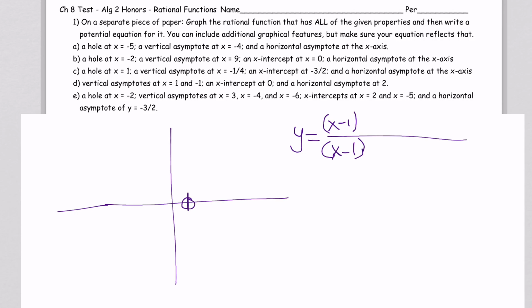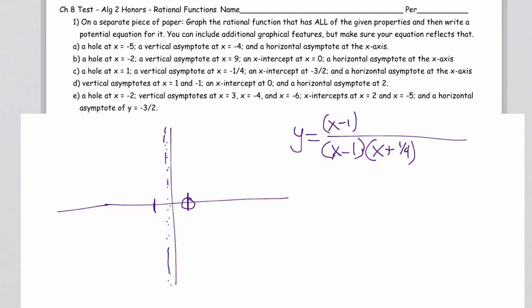Next thing we're told is that we have a vertical asymptote at x equals negative 1/4, which means I need to have a factor of x plus 1/4 in the denominator. So let's give myself a tick mark of 1, and then let's, to the best of our ability, estimate this asymptote roughly at negative 1/4. That's a very poorly drawn asymptote, but you get the idea.